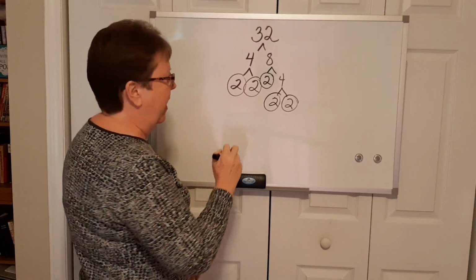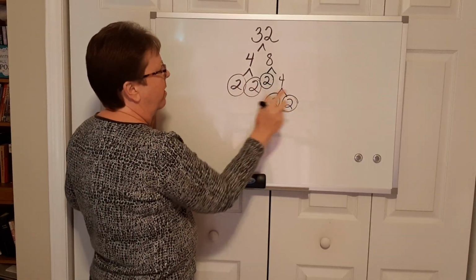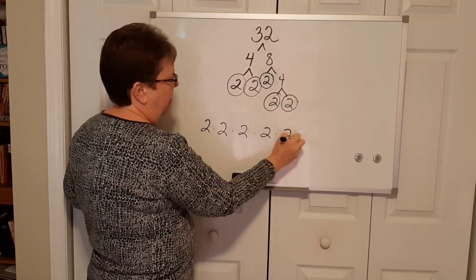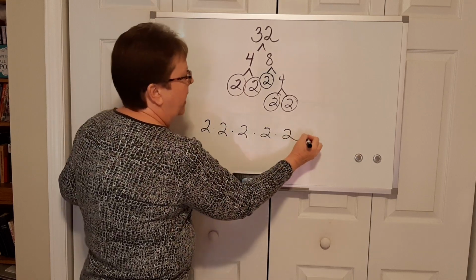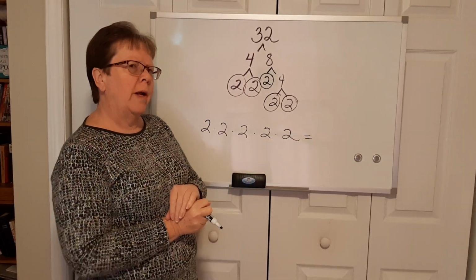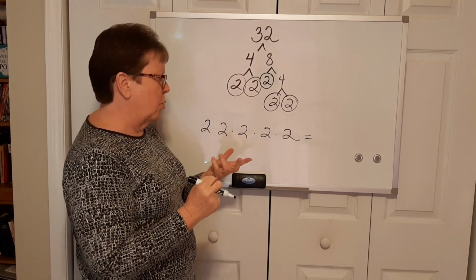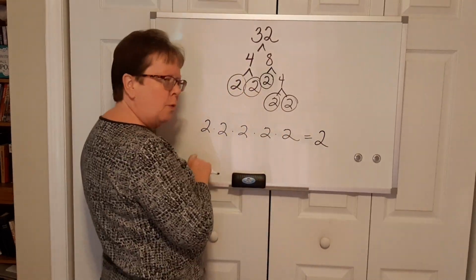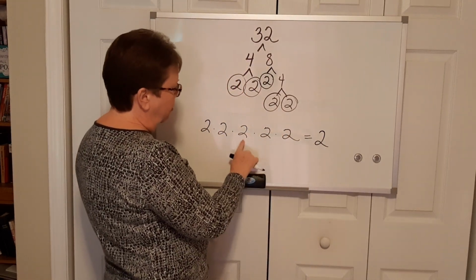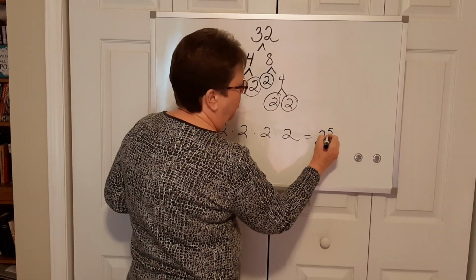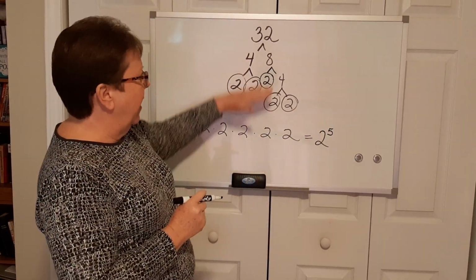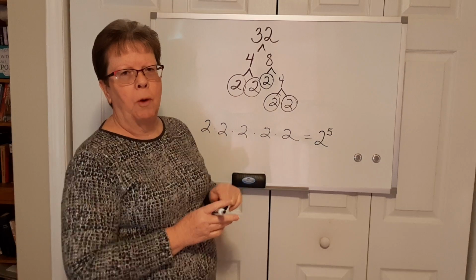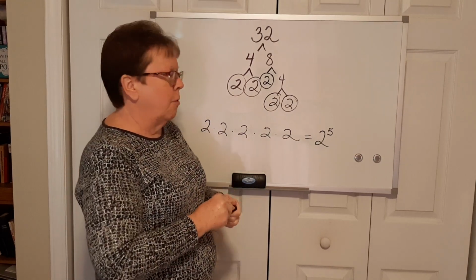Okay, so to write our prime factorization, we have 1, 2, 3, 4, 5 2's. So I'm going to write it 5 times. 1, 2, 3, 4, 5. Now, you're going to be asked to write numbers like this using an exponent. So I'm going to write the number 2, and the number 2 was used as a factor 1, 2, 3, 4, 5 times. So we'll put our exponent of 5. So that's finding your prime factorization and then writing it using an exponent. So that's how you do those kind of problems.